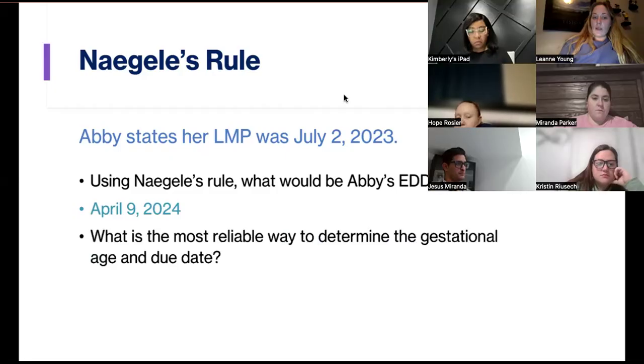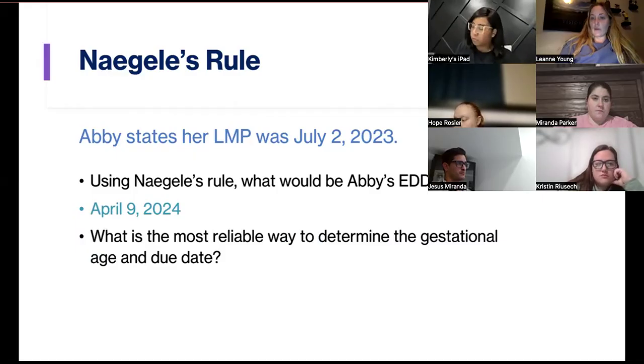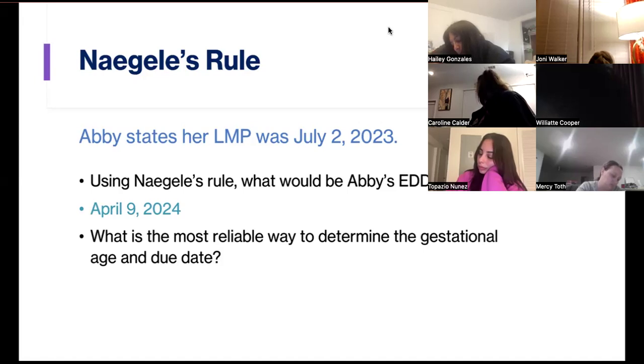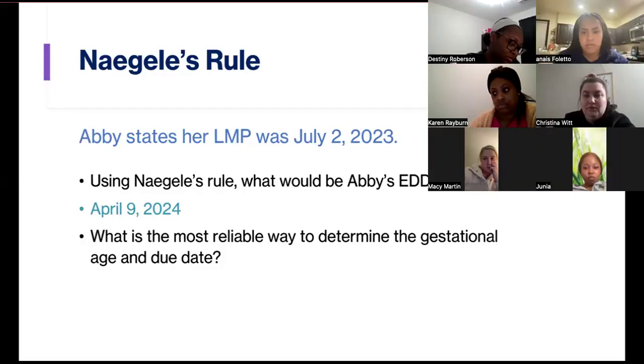That being said, though, what's the most reliable way to determine gestational age and due date? Can we go based off of this rule 100%? Ultrasound. Right, we need an ultrasound. Exactly. So what happens is a woman will call into the OB office and say, I have a positive pregnancy test. My last menstrual period was July 2nd, 2023. They're going to use their little wheel to calculate the Nagel's rule, and they're going to put that due date in her chart.